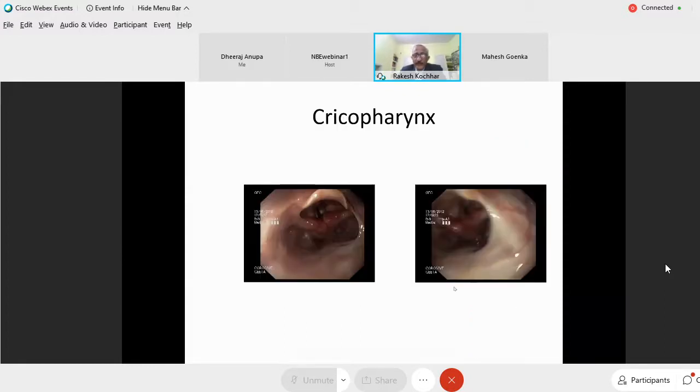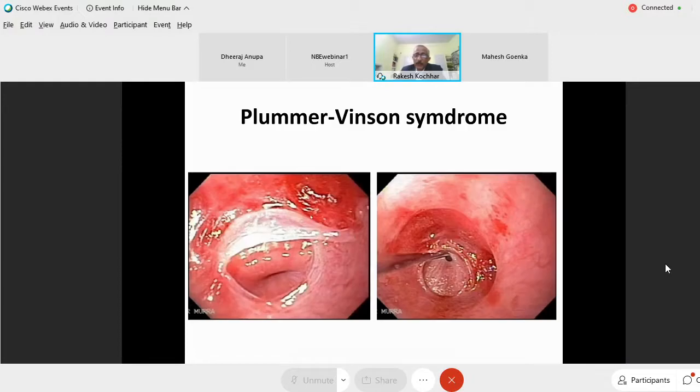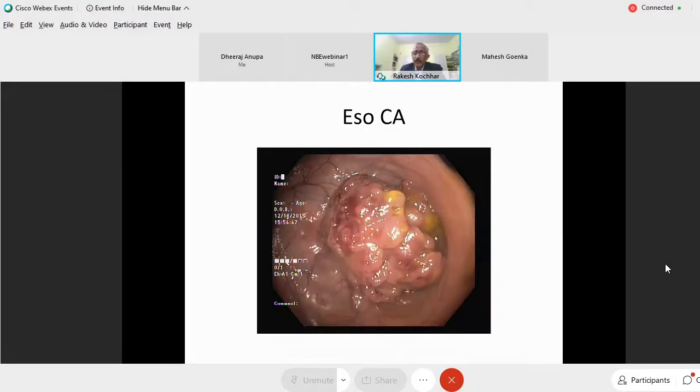Now, as I said, in the esophagus, you start with the cricopharynx. And what are the common lesions? Beyond the cricopharynx, Plummer-Vinson syndrome, that is a web which may be partial or complete. A web-like lesion associated with iron deficiency anemia and celiac disease. But you just don't look at it. You must dilate this and go across, because Plummer-Vinson syndrome can be associated with esophageal carcinoma in some patients.